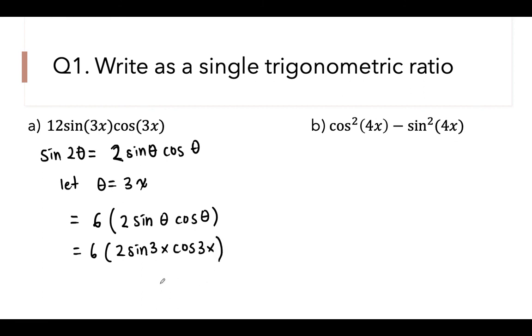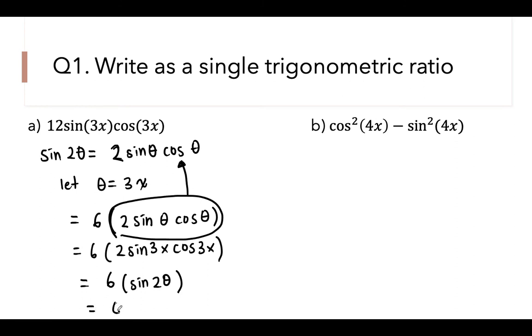That's what it looks like. Now we understand that this is exactly looking like the formula sine 2 theta. So we could say 6 sine 2 theta is this double angle formula. Therefore, I could say 6 sine 2 times theta, and I'm going to plug in theta as 3x because that's what the question is in. Then you can simplify: 6 sine of 2 times 3x is 6x. This is my final single trigonometric ratio.